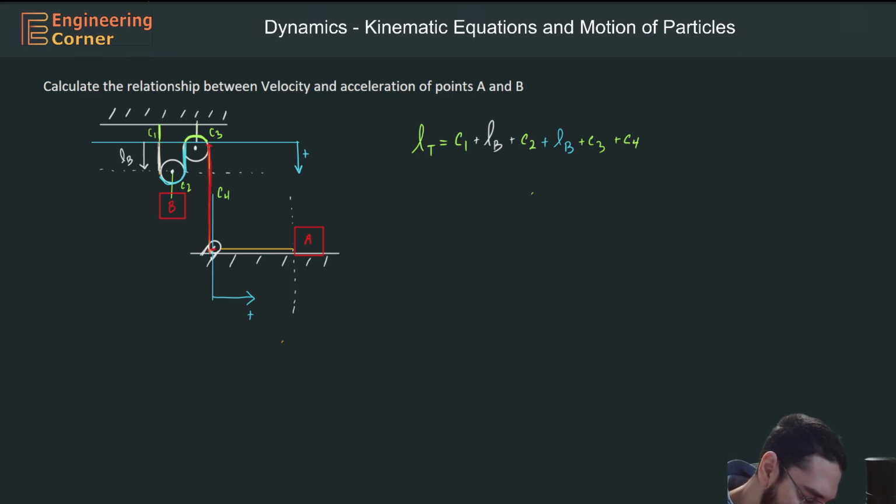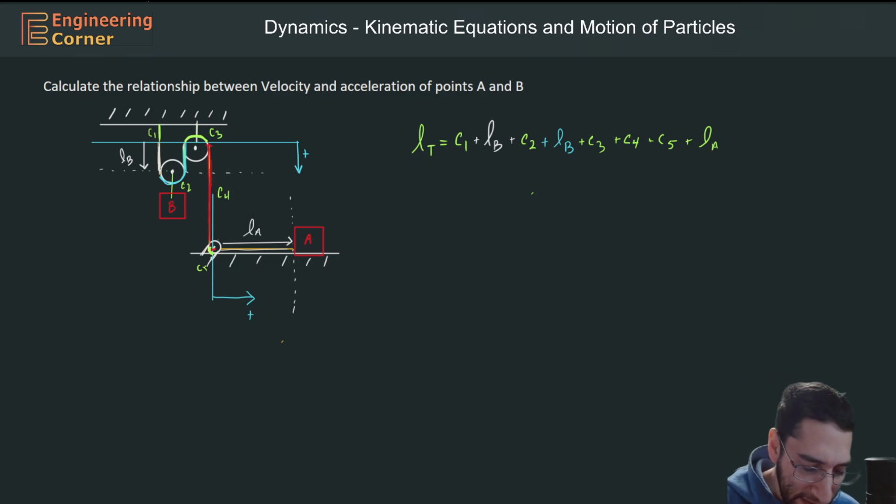Then I didn't really draw it, but we'd probably have some little bit of rope that's going over this pulley right here. Call that C5. I'm just using C for constant. And then we go down this rope right here. Well, this distance is variable. I'm going to call this LA. So we're going to say this is plus LA. So that's the total length of this rope, right? Constant plus LB, constant plus we go up LB.